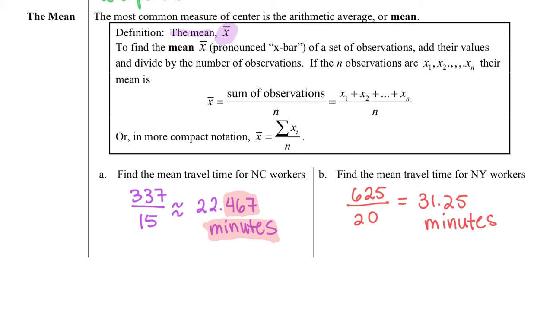So hopefully at 31.25 minutes there, if we were comparing, we could say, oh, well, definitely the New York workers have a longer commute than North Carolina workers, since their means are different. But hopefully you also remember from the last time, since both of these were skewed, actually the median would be a better measure of their center.